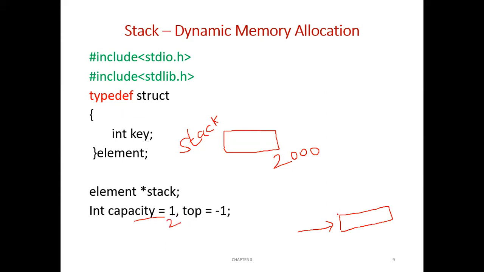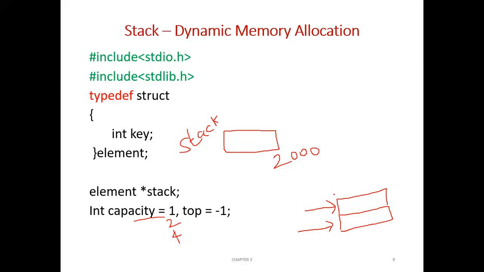Accordingly, we'll allocate more memory. So now it will become 2. Now one more element, the second element, can be pushed. But when you push the third element, again the stack is full. So whenever the stack is full, the stack size will be doubled. Previously the stack could hold two elements. Now it will become 4.